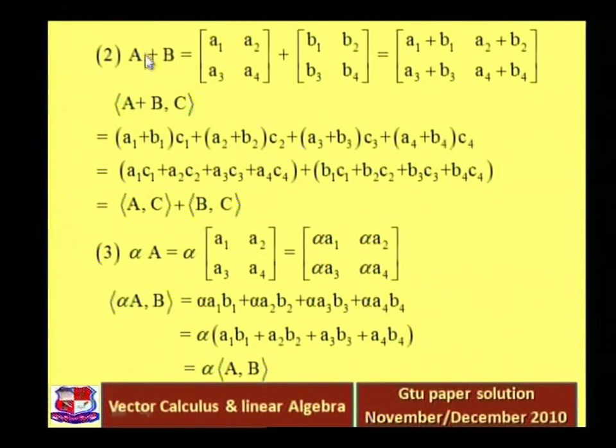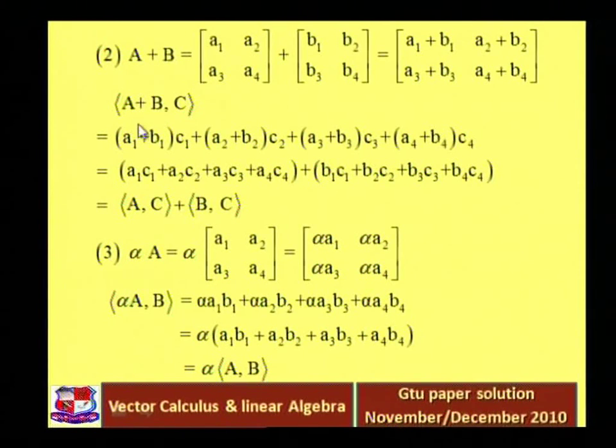Now next, first of all you have to find A plus B, that is A1 A2 A3 A4 plus B1 B2 B3 B4, that is equal to, using addition for standard matrix, right? For addition in 2 cross 2 matrices, that is equal to A1 plus B1, A2 plus B2, A3 plus B3 and A4 plus B4, right?